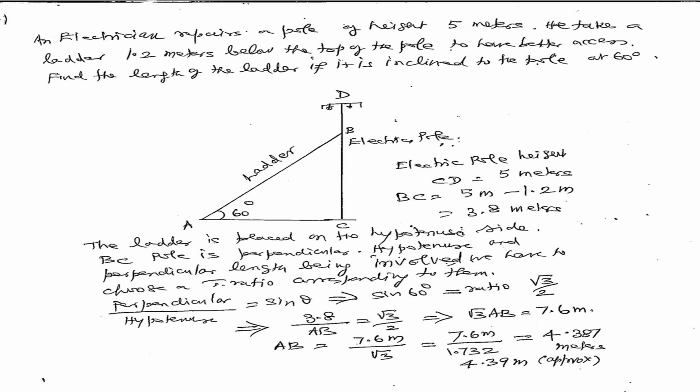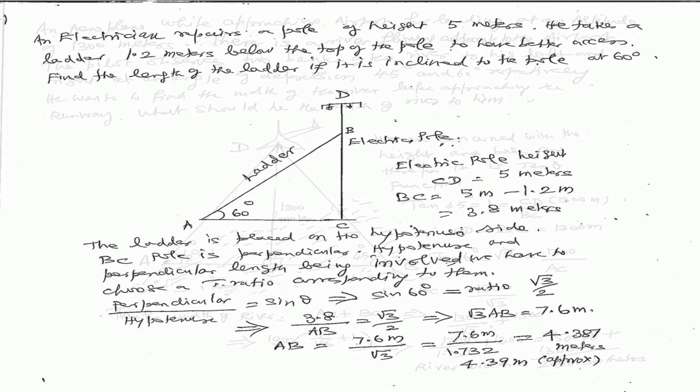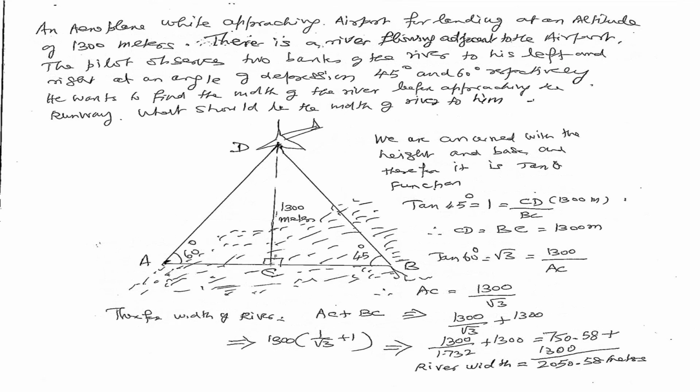The ladder is placed on the hypotenuse side. BC pole is perpendicular. Hypotenuse and perpendicular length are involved. We have to choose a trigonometric ratio corresponding to them. Perpendicular by hypotenuse is equal to sine theta, which is sine 60 degrees, equal to root 3 by 2. Therefore, 3.8 by AB is equal to root 3 by 2. Root 3 AB is equal to 7.6 meters. AB is equal to 7.6 meters by root 3. Therefore, the ladder length is 4.387 meters.